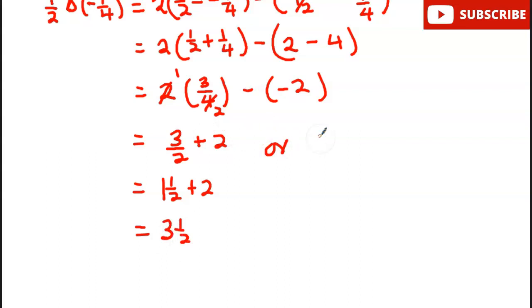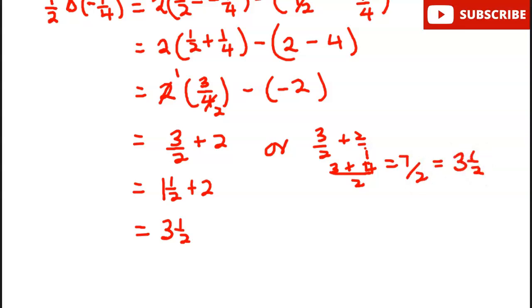Or at this point you can find the LCM. 3 on 2 plus 2 on 1. So the LCM is 2. 2 into 2, 1. We have 3. 1 into 2, 2 times 2, 4. So we have 7 on 2. And then we change it to proper fraction or mixed fraction. 3 whole number 1 on 2.